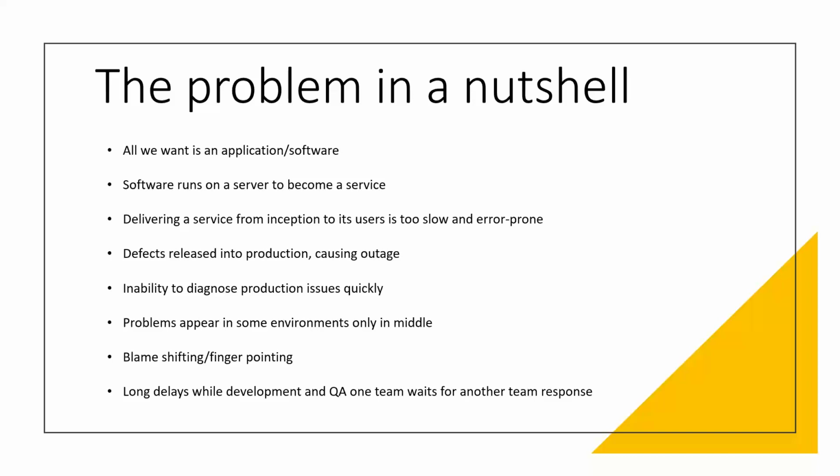So what happens basically, once your software goes into the infrastructure, a production environment, your testers and clients will come and say that no, actually this is not what we expected, this is not functioning. These kinds of issues will come back again and again. That's the drawback we had with the traditional models. Defects are released into production, causing outages, and there is an inability to diagnose production issues quickly, right?